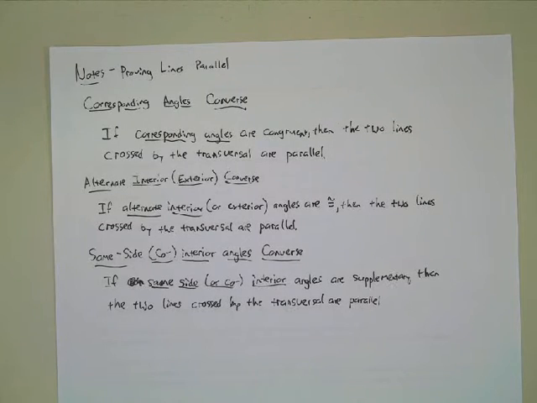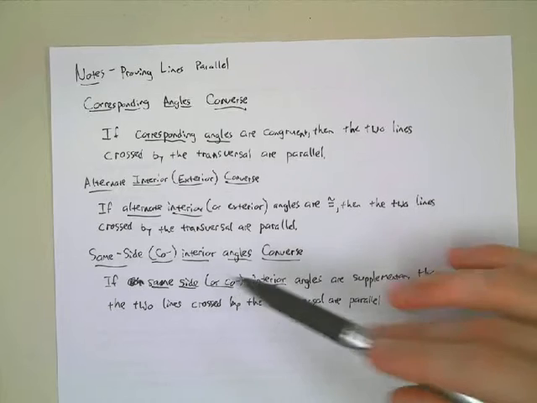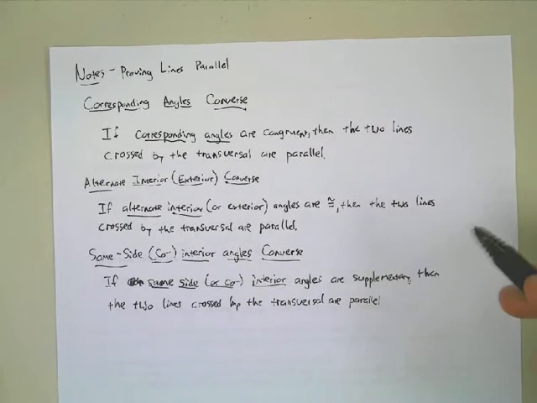So that's it. That's how we can use those now in the reverse order. Before, we were told the two lines crossed by the transversal were parallel, and then we had those relationships. But now, we're not told necessarily that these two lines are parallel, and instead we're going to determine. If we can find a pair of corresponding angles to be congruent, then we know the lines are parallel. Or if we can find a pair of alternate interior or alternate exterior angles to be congruent, then they're parallel. Or if we can find a pair of same side or co-interior angles supplementary, then they're parallel. Okay?